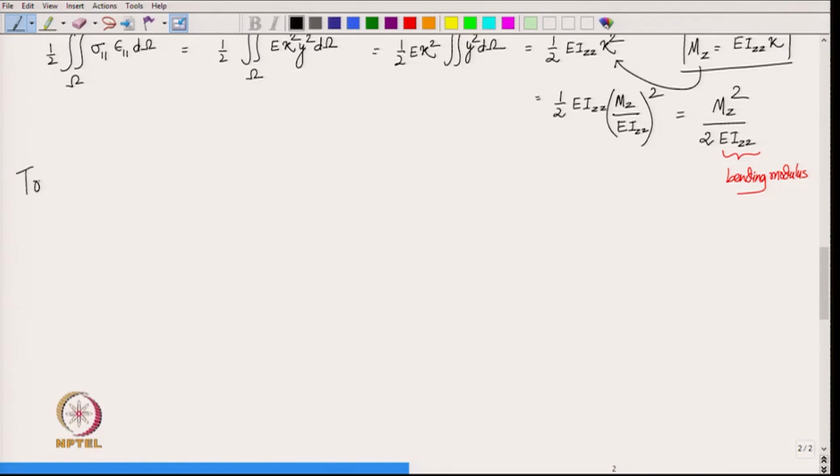So, similarly, you can show that the energy due to torsion of the beam, so the torsional energy, would then be T squared, the torque that acts in the cross section T, okay, divided by 2 into G J, because G J is the torsional modulus. Okay, so, that is the torsional modulus.